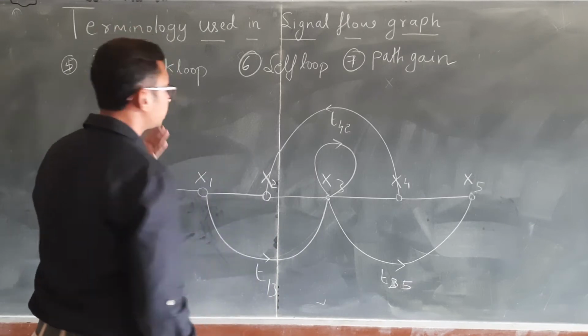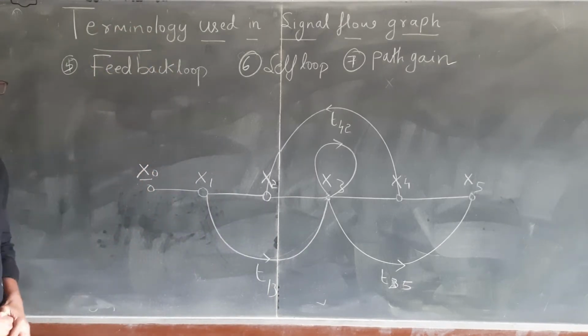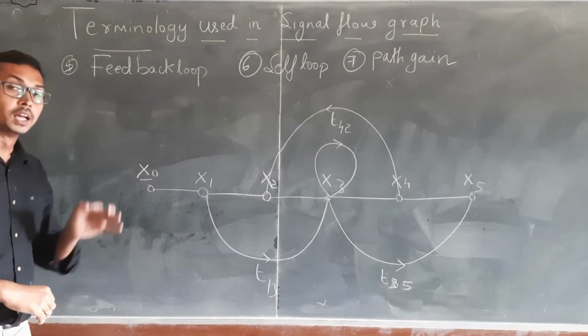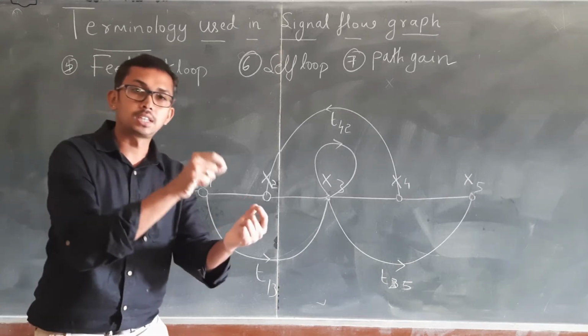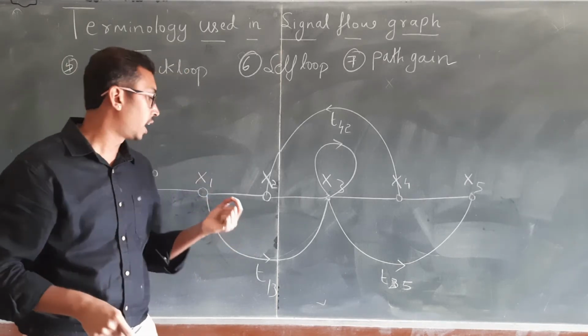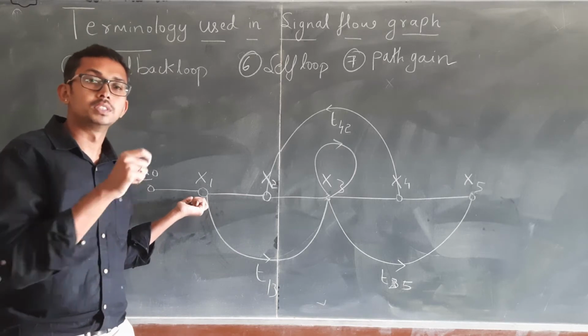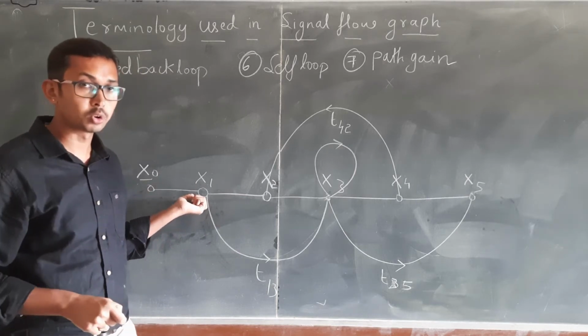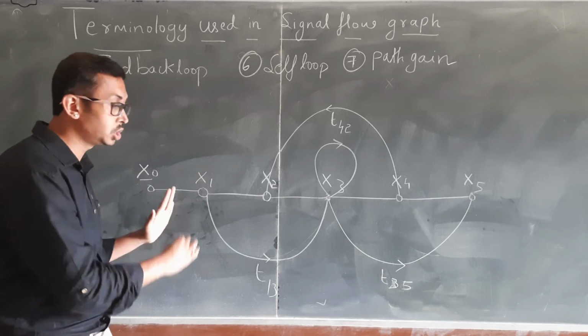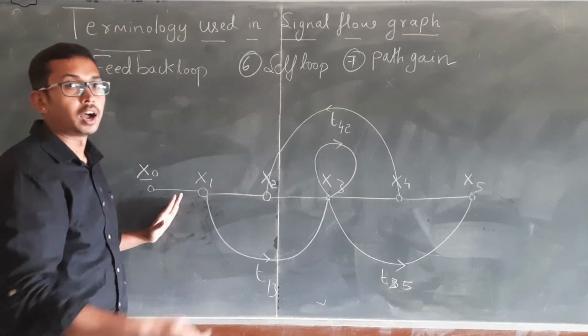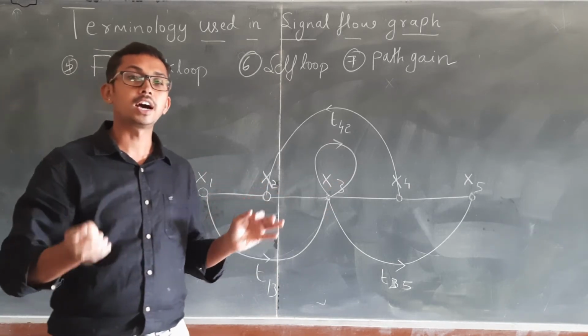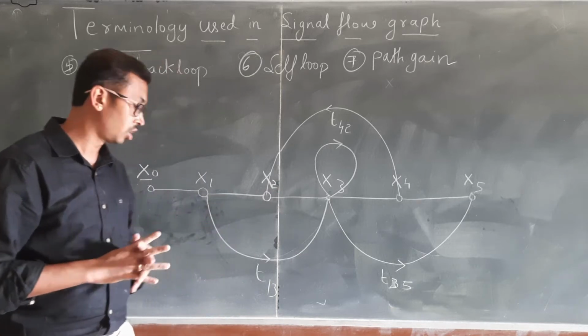The next one is called the feedback loop. What is the meaning of feedback loop? It is a loop which starts and ends at the same node. It needs to travel through at least one other node, without repeating any other node twice. What is the meaning of this?